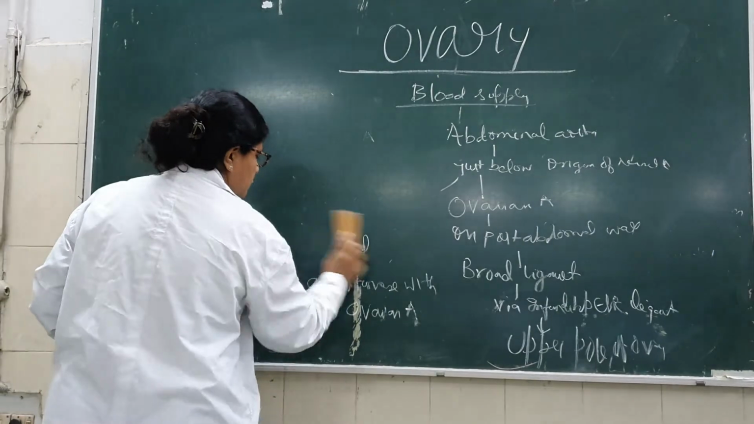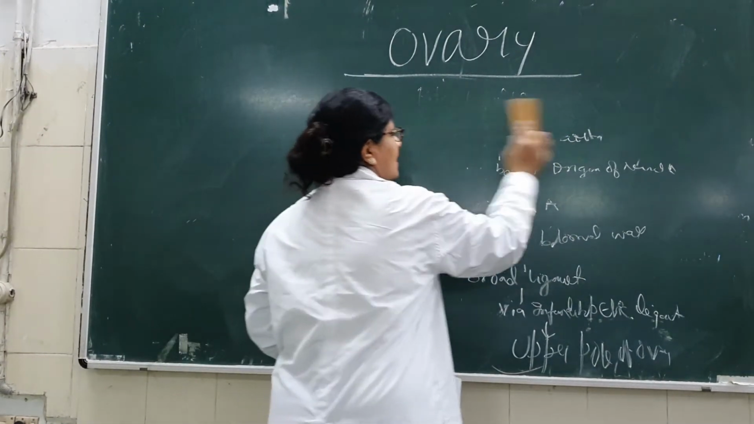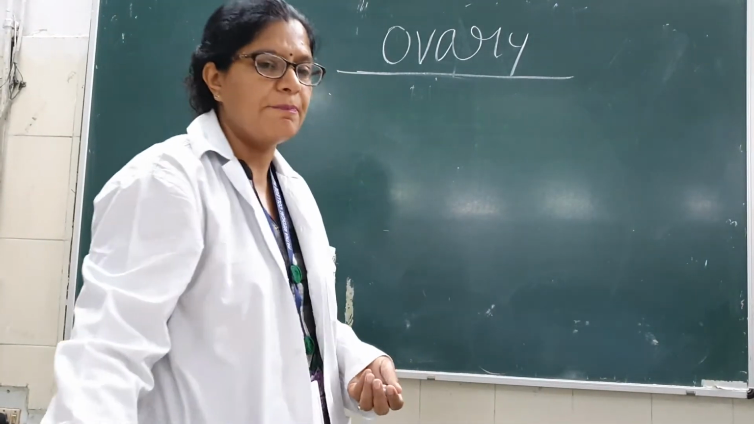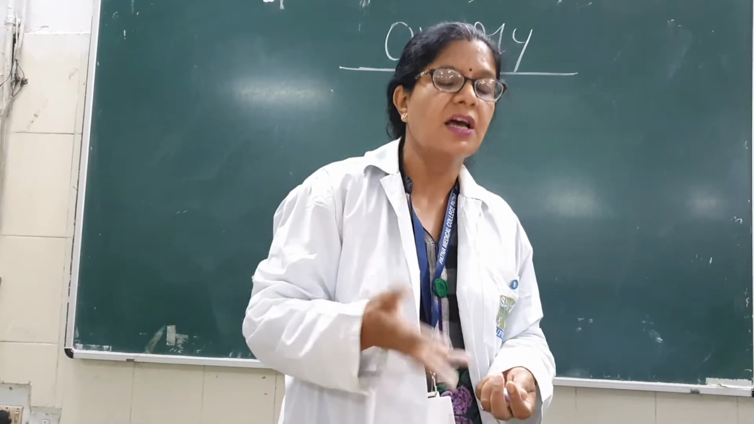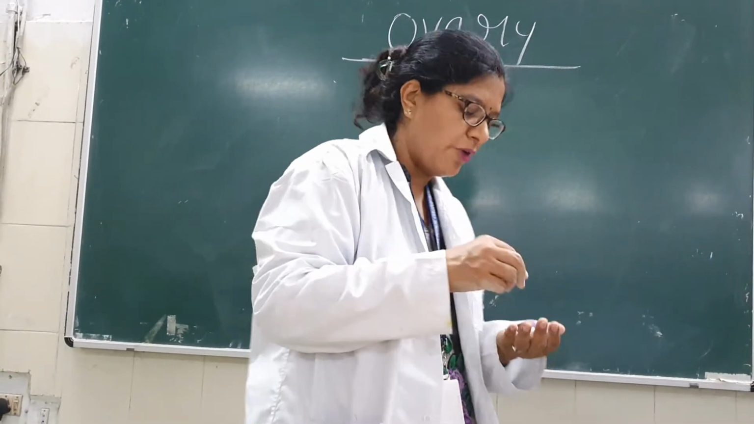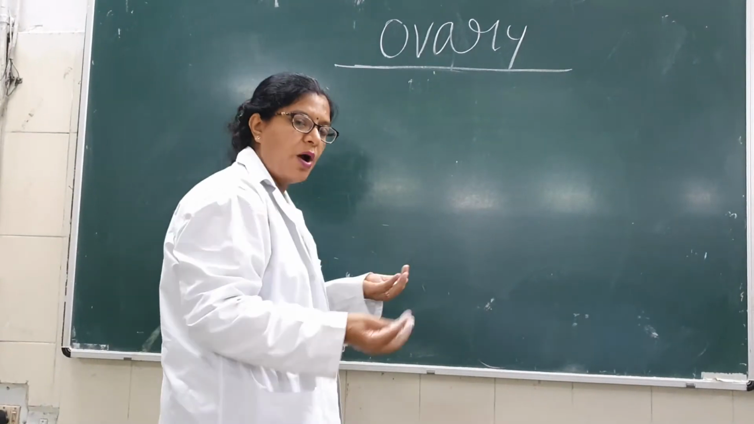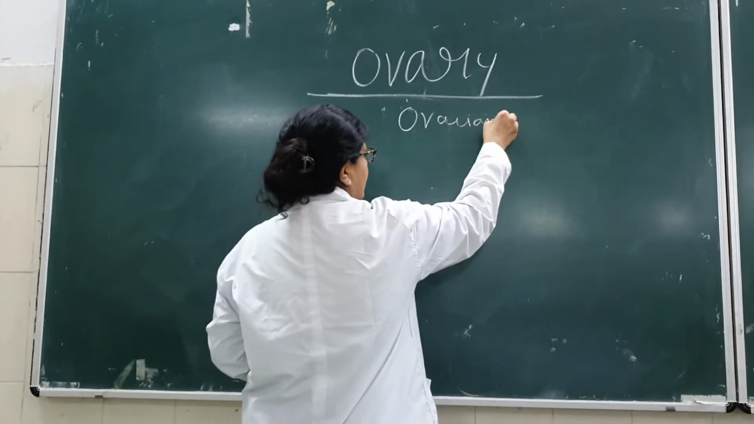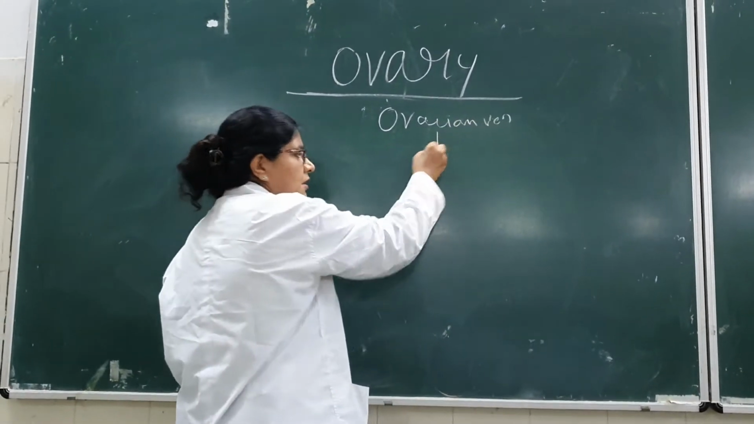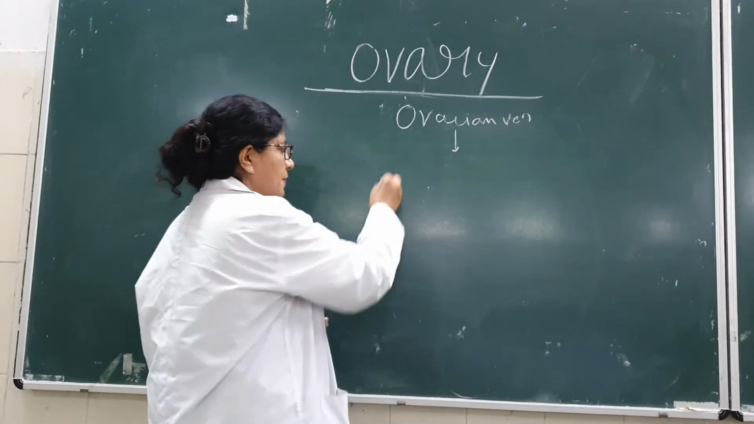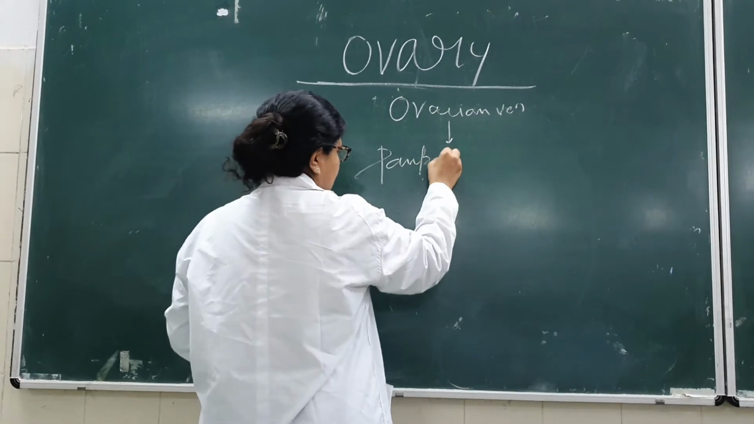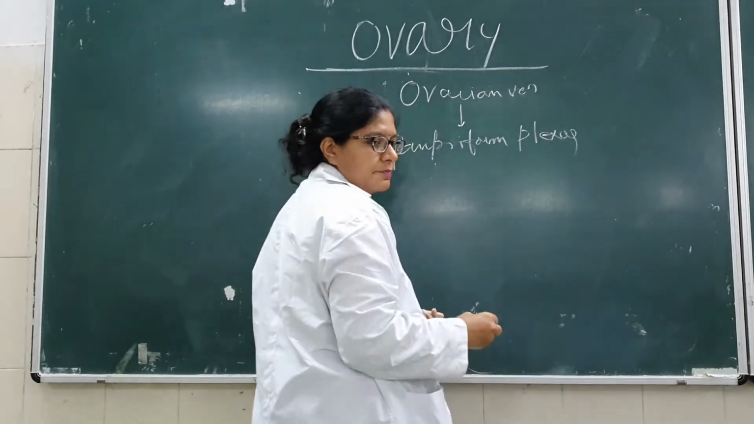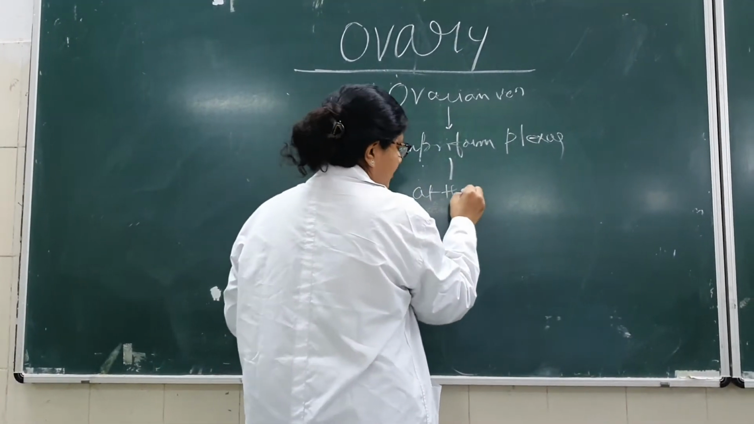Okay. Now coming to the venous drainage. Remember, it's like blood supply and venous drainage. These are the counterparts. So if there is an ovarian artery, there will be an ovarian vein. Just as there was an ovarian artery, there will be an ovarian vein. The veins will form a complex or plexus, and that plexus is known as the pampiniform plexus.